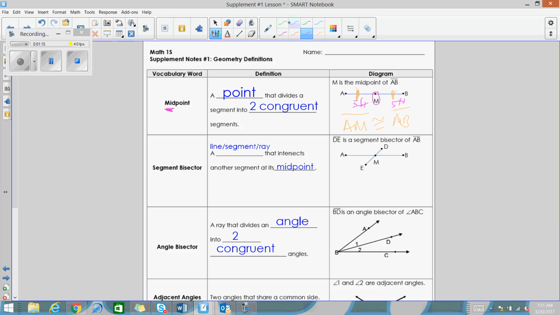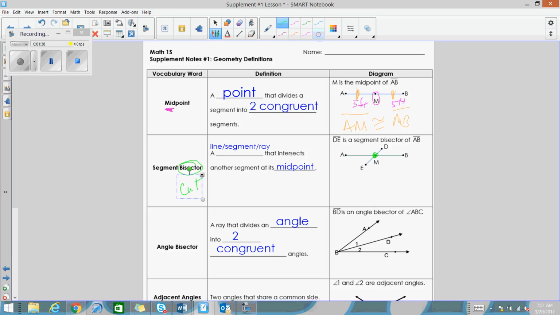All right, segment bisector. Segment bisector is very similar to midpoint, but it's a little different because a segment now is doing the bisecting, or what I like to say is cut. You're cutting in half. So a segment bisector is a line or a segment or a ray that intersects another segment at a midpoint. So here, M will have to be the midpoint if DE is a segment bisector.